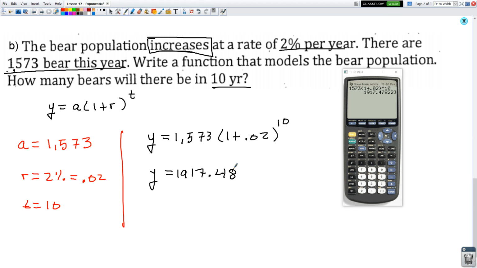Perfect. So that means that you start with 1,573, and now, after 10 years, you have 1,917. Well, you don't have a 0.48 bear, so let's just keep it as 1,917 bears.